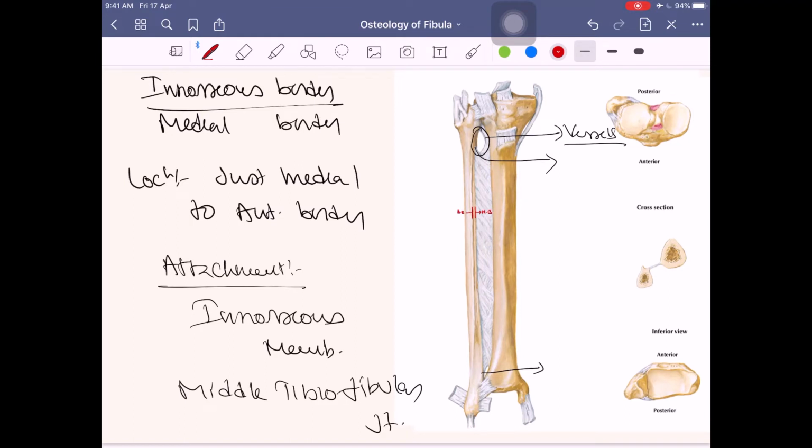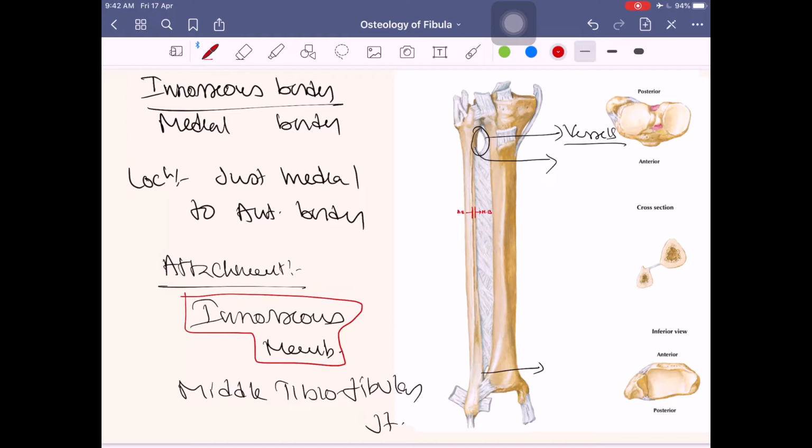So that articular facet, there it is ending. Now this entire extent is giving attachment to the interosseous membrane. You see, the interosseous membrane is attached to the entire medial border. That is why it is also called the interosseous border. And this is forming your middle tibiofibular joint, shaft to shaft, a fibrous variety of joint. So this is about your interosseous border and interosseous membrane.